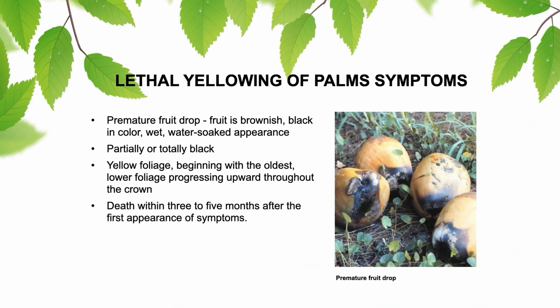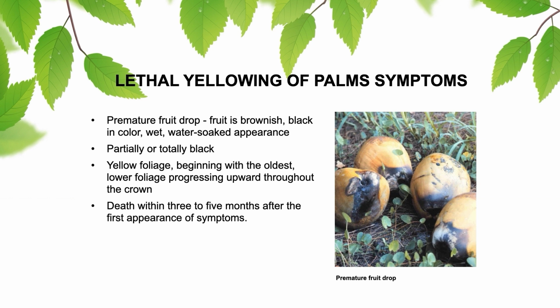Lethal yellowing of palm symptoms. The symptoms of lethal yellowing of palms can vary between the different species. Some of the most common symptoms include premature fruit drop. The affected fruit is brownish-black in color with a wet, water-soaked appearance. The normally cream to yellow-colored flowers are partially or totally black.